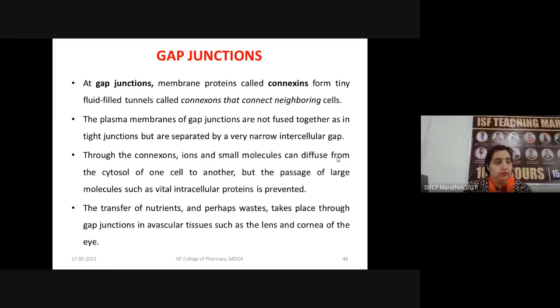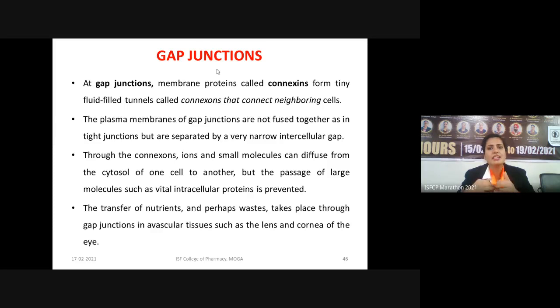Next, we have our gap junctions. So, like the name indicates, what are gap junctions? These are the communication points where there are gaps. Unlike the tight junction, these are completely opposite. In the tight junction, what we have seen, there was no gap at all. But in case of the gap junction, there is a gap. So from this gap, very small molecules or very small ions can easily diffuse through.